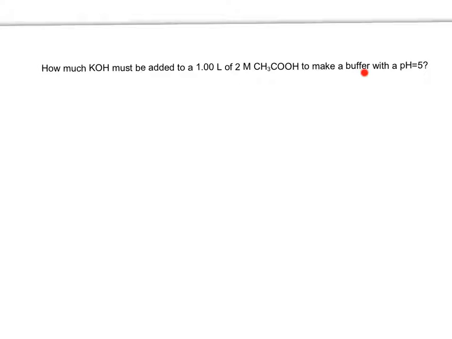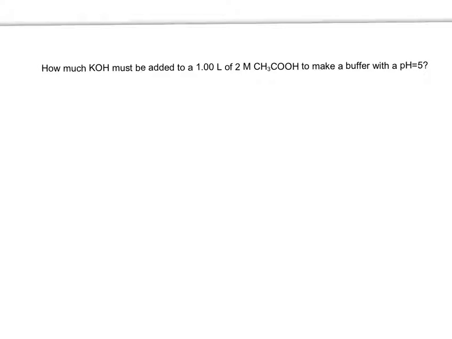A buffer is a weak acid and its conjugate, or a weak base and its conjugate, right? So I have a weak acid here, but I don't have its conjugate anywhere. I have acetic acid, but nowhere do I have acetate. If I have acetic acid and I want to make a buffer, I need some acetate there. Potassium acetate, sodium acetate, lithium acetate, anything with acetate to make it into a buffer. And so there's no buffer. How can I make a buffer if I don't have my conjugate there? Well, you can. You just gotta wait a little bit and see what's gonna happen.